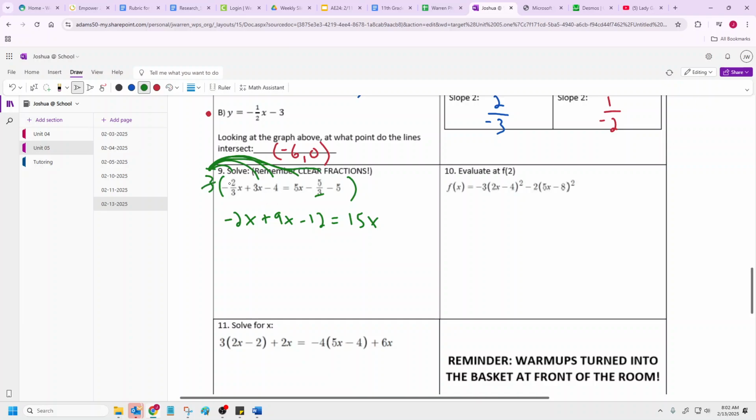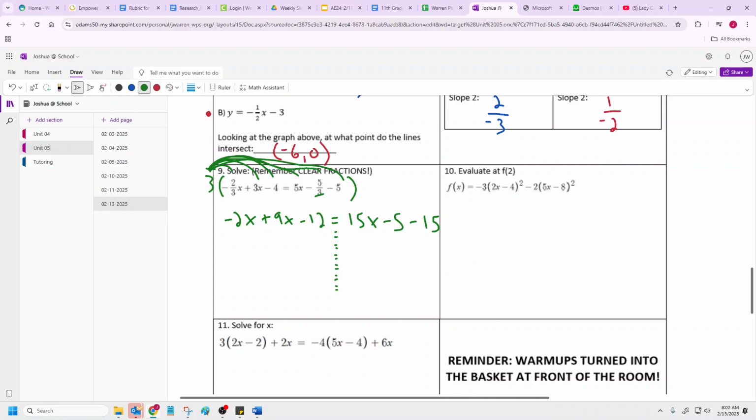This cancels out. So we're left with just a -5 right there. -5. And then let's multiply again. And we end up with -5. Oh, sorry, -15. All right. Now get your equal signs lined up. Get your equal signs lined up.